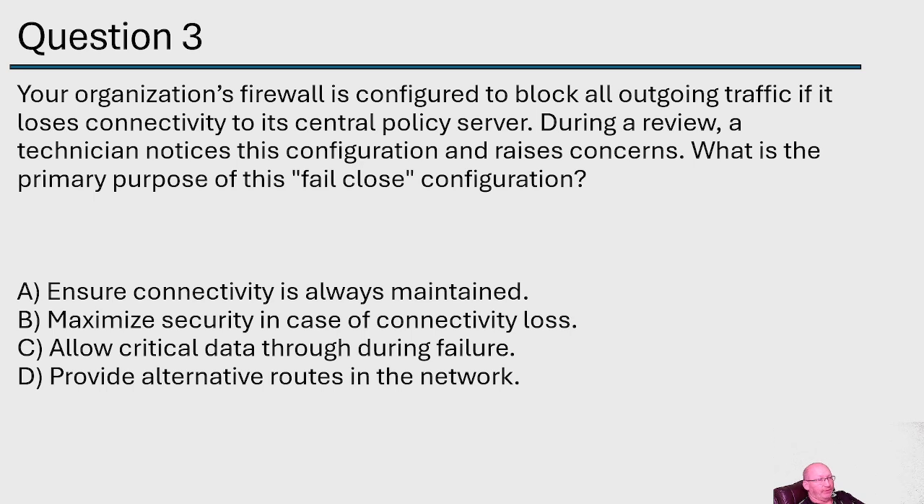Let's jump into it, shall we? Let's go right into it. We don't even need to wait. Pause the video. Your organization's firewall is configured to block all outgoing traffic if it loses connectivity to a central policy server. During a review, a technician notices this configuration and raises concerns. What is the primary purpose of this fail-close configuration?